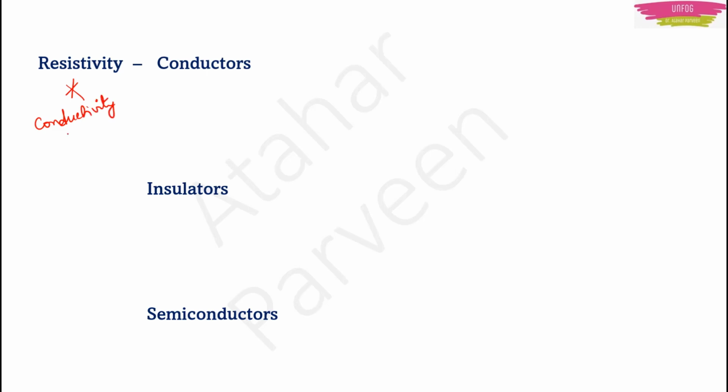Conductivity means it is a property of a material by virtue of which it allows current to pass through it. Okay. So resistivity is opposite of conductivity. So what about the resistivity of conductors then? Resistivity must be very low, isn't it? Resistivity is very low. That's why conductivity will be very high. That's why it is a conductor, right?